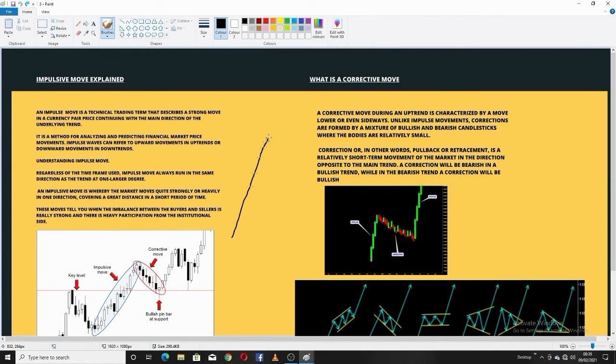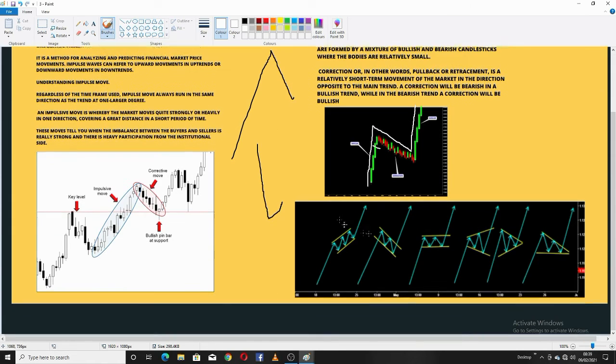bullish trend, while in a bearish trend, a correction will be bullish. So if we have an uptrend, the correction will be to the downside, and if we have a downtrend, the correction will be to the upside. That's how it is. So you see here on this picture we have an uptrend. You see the impulse is to the upside, the correction is to the downside, and then we have another impulse to the upside. You remember I said we're looking for these patterns on the corrective phase.